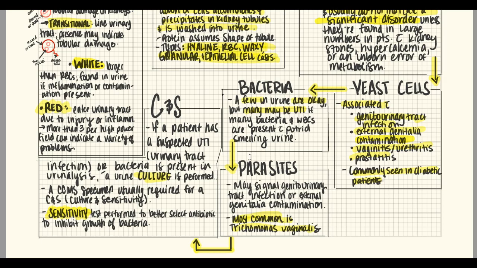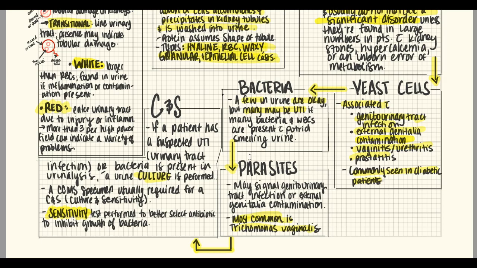For the microscopic examination of urine, the test that is most commonly done is called culture and sensitivity. It is abbreviated as C&S. If a patient has a suspected urinary tract infection, or if bacteria has shown up in a urinalysis, then a urine culture is most often performed. In order to obtain an appropriate specimen to perform the urine culture, a CCMS, or clean catch midstream specimen, is usually required.